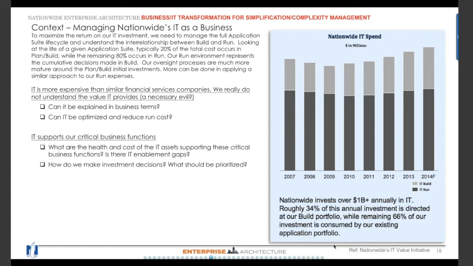And a lot of our business leaders and the board feel, an analogy would be you're sitting at the airport, you're paying $6 for a Coke. You know that you're spending that much money, but you really don't know what true value you're getting out of it, except that it is a necessary evil. So our first goal was to ask, can you explain why we are spending money in business terms? Second, can IT be optimized to reduce cost?